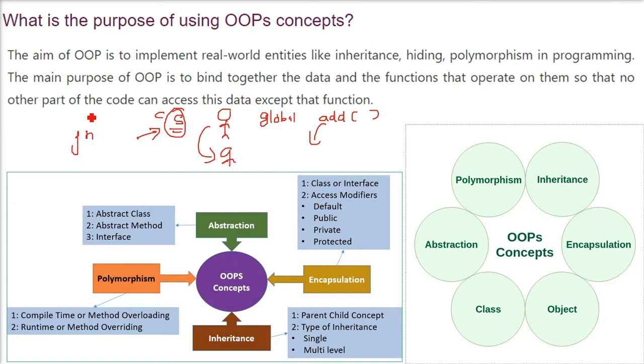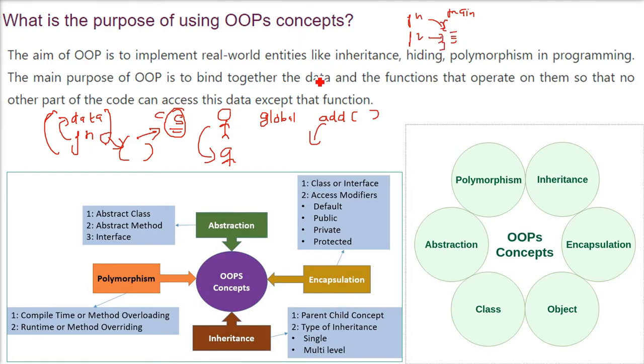The main purpose of OOP is these data and function. So the function can work on these data which is being defined in a class. So the other part is not accessible, they are not been exposed to others. For example, in a structured programming language, you just write main and then you write everything there. You just call the functions.